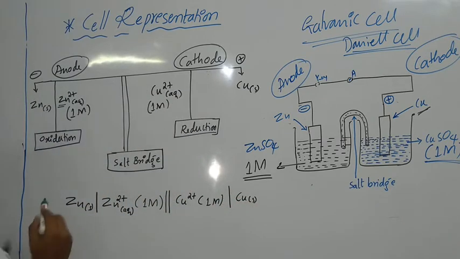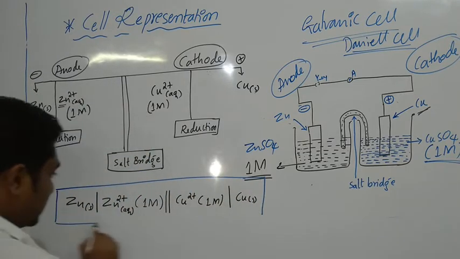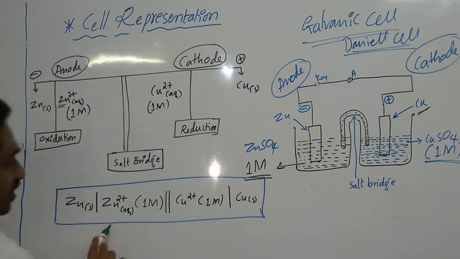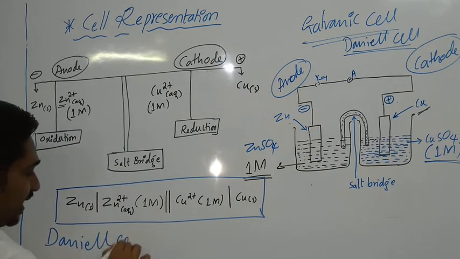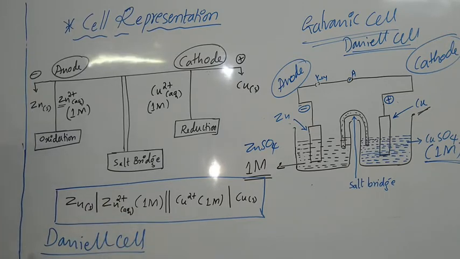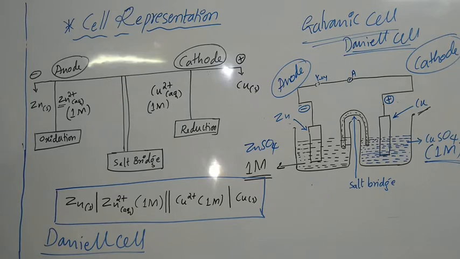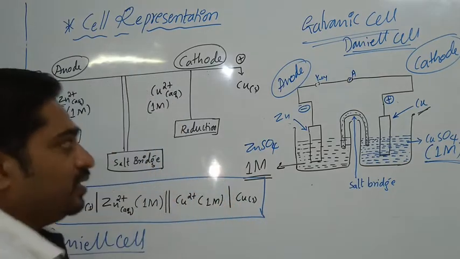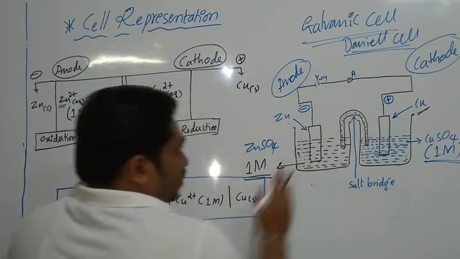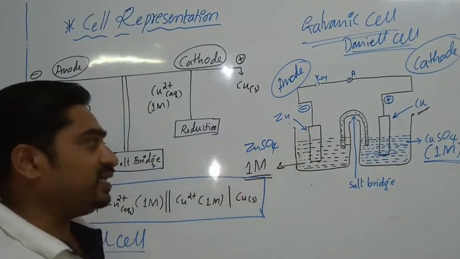So this is the cell representation for the Daniell cell. To remember this, I'll give one simple trick. I have to consider this galvanic cell. We should move from left to right.